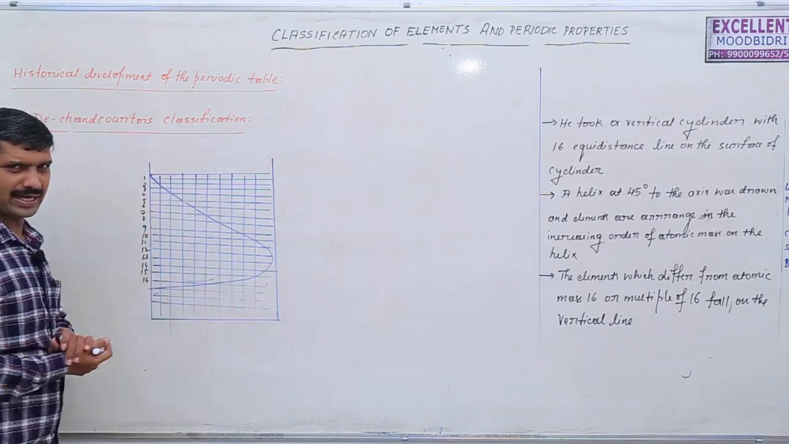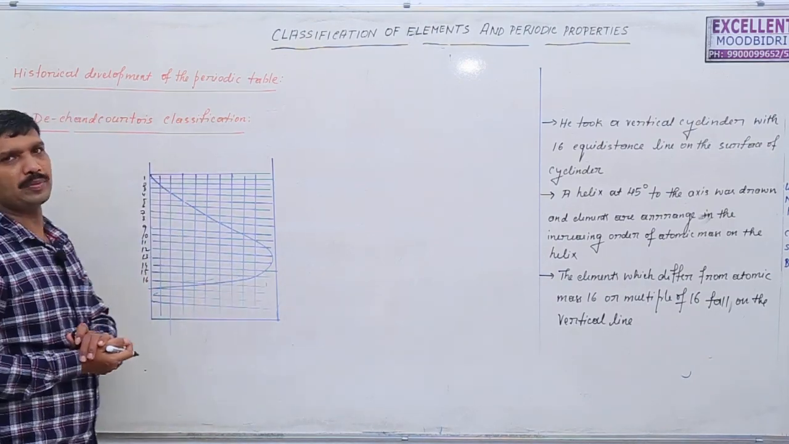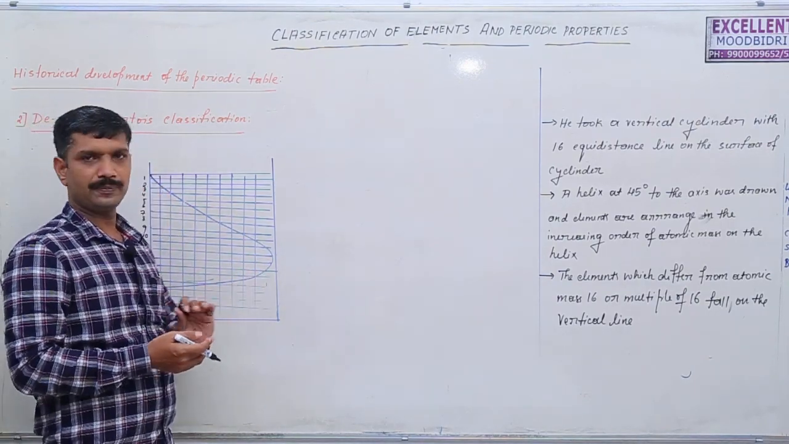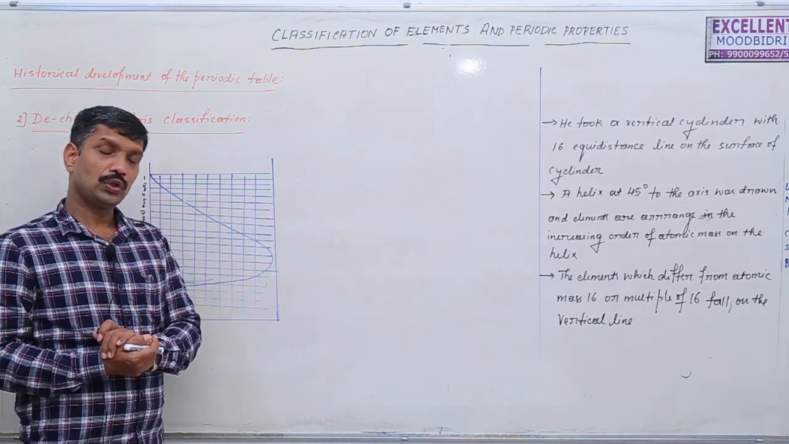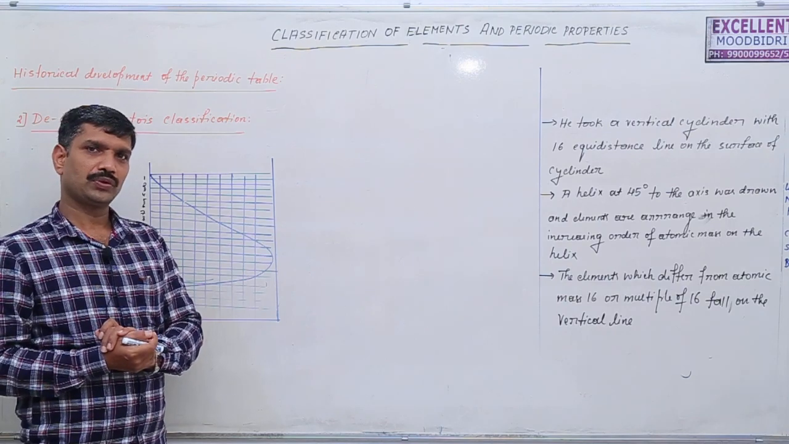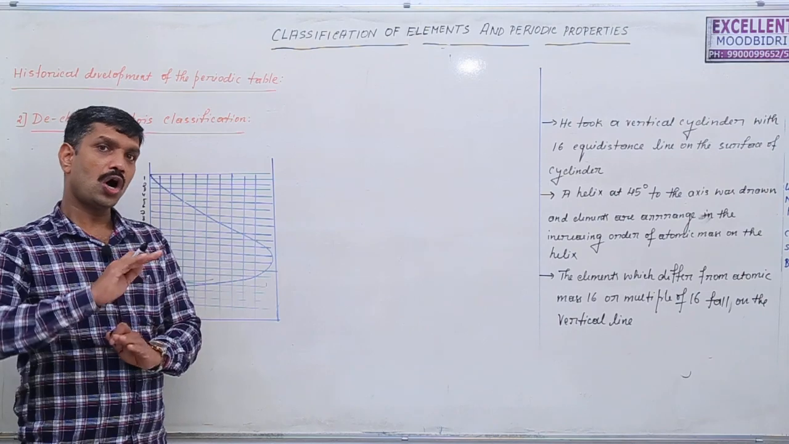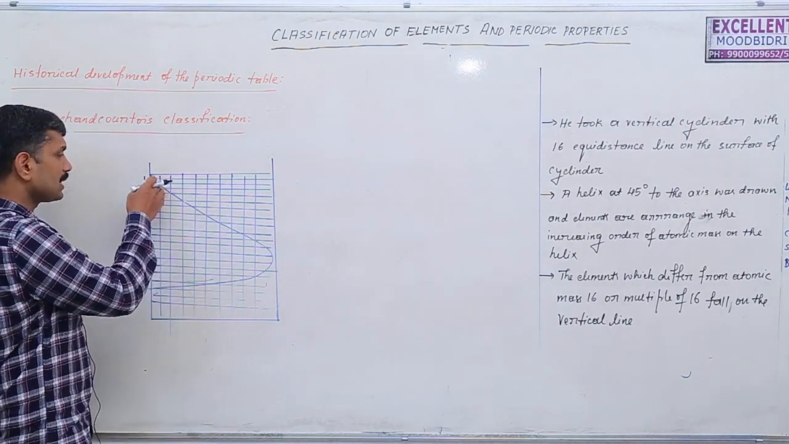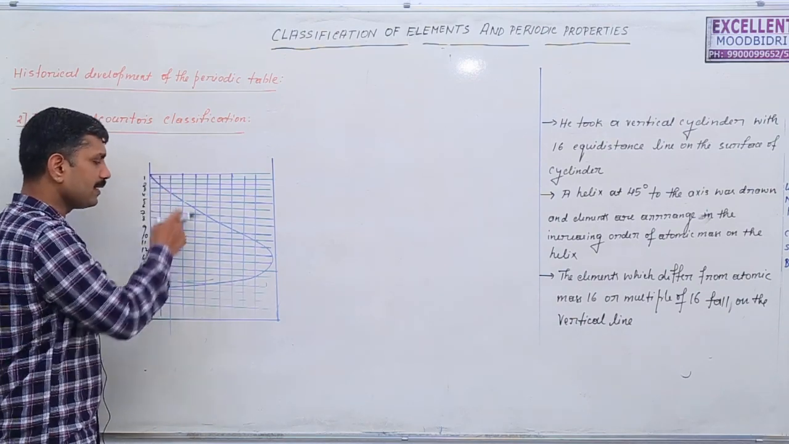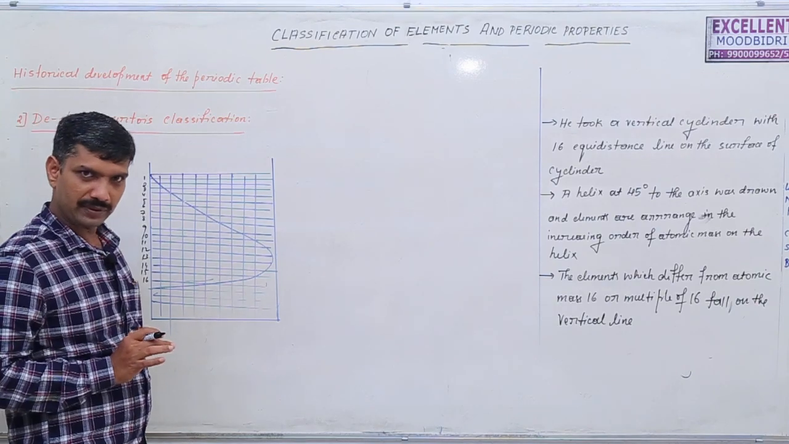First, he arranged the elements in increasing order of atomic mass on the helix. Then he observed that those elements which differ in atomic mass by 16 or multiples of 16 come in the same vertical line and exhibit similar properties.